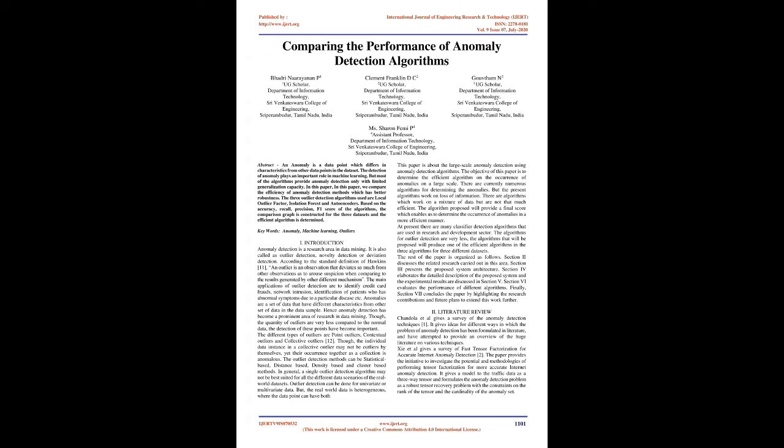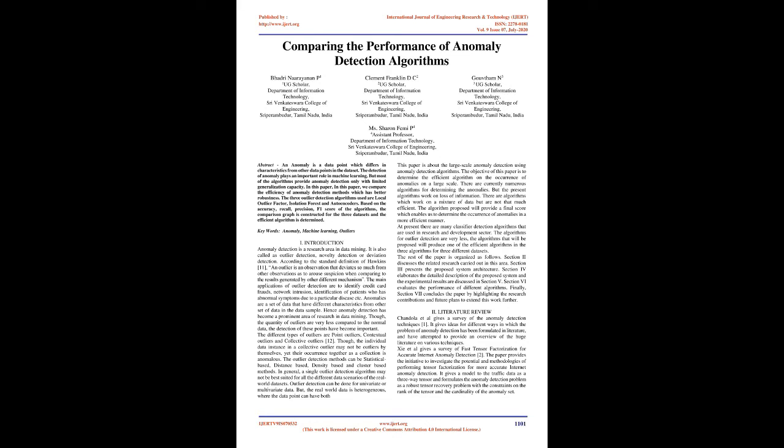Anomalies are a set of data that have different characteristics from other set of data in the data sample. Hence, anomaly detection has become a prominent area of research in data mining. Though the quantity of outliers are very less compared to the normal data, the detection of these points have become important. The different types of outliers are point outliers, contextual outliers, and collective outliers [12]. Though the individual data instance in a collective outlier may not be outliers by themselves, yet their occurrence together as a collection is anomalous. The outlier detection methods can be statistical-based, distance-based, density-based and cluster-based methods.